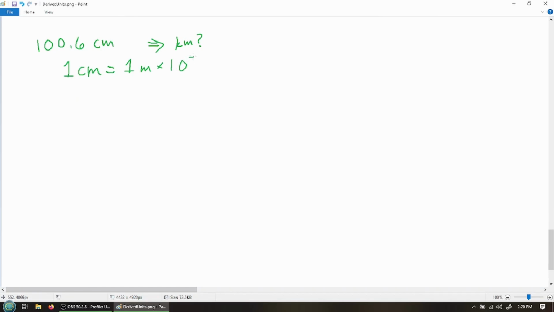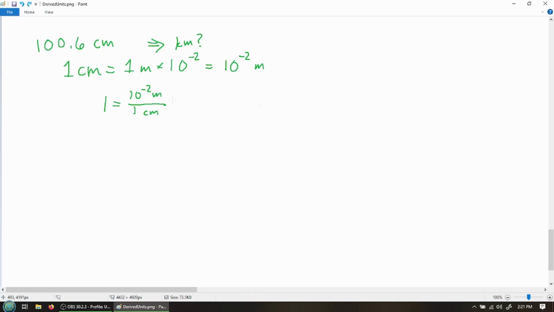Okay, 10 to the minus 2, right? Or we can just get in the habit of writing 10 to the minus 2 meters. We can just take this and divide by either 1 centimeter or 10 to the minus 2 meters, and we'll have our conversion factor. But we know we're starting with centimeters. It's on the top of our implied fraction here, 100.6 centimeters divided by 1. So let's put centimeters on the bottom of our conversion factor. We're going to divide this entire thing by 1 centimeter, and what we'll get is 1 equals 10 to the minus 2 meters divided by 1 centimeter.